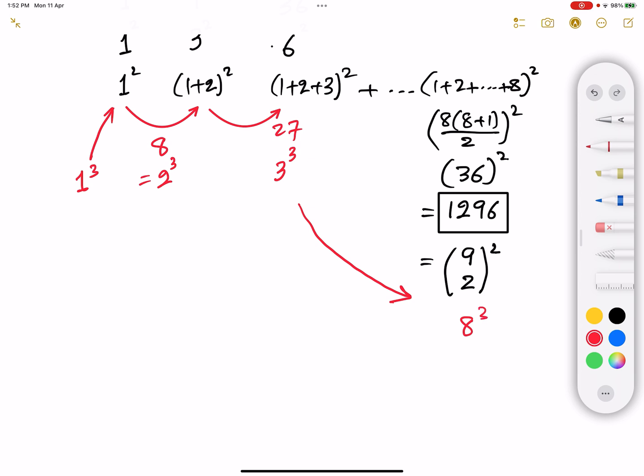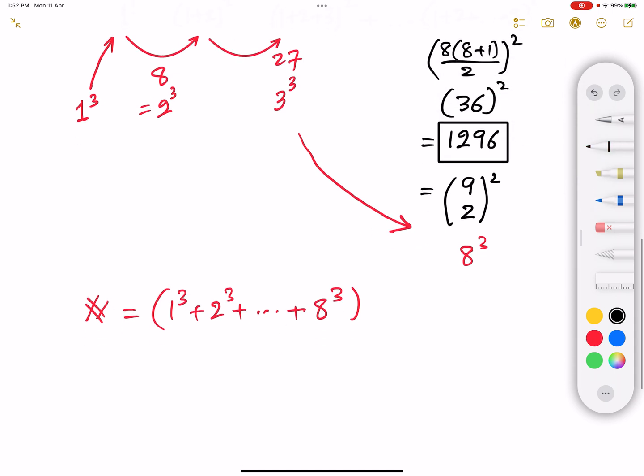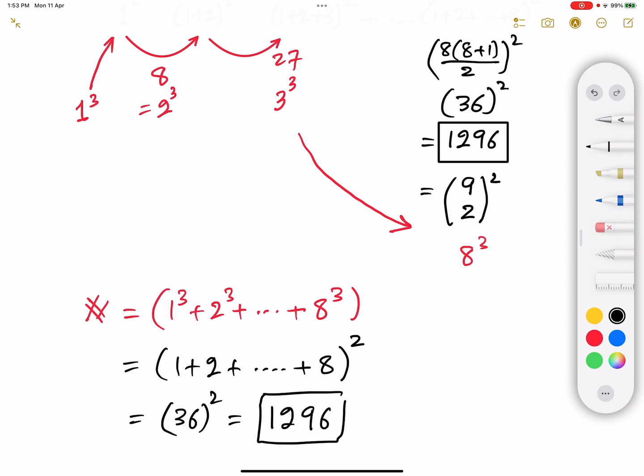The total number of squares would become 1 cubed plus 2 cubed all the way until we get to 8 cubed. And we have a formula for that, which is basically equal to 1 plus 2 plus all the way to 8, all squared, which is basically 36 squared, which is going to give us the same exact number, which is 1296. And that's basically the number of rectangles that we can get in an 8x8 square.